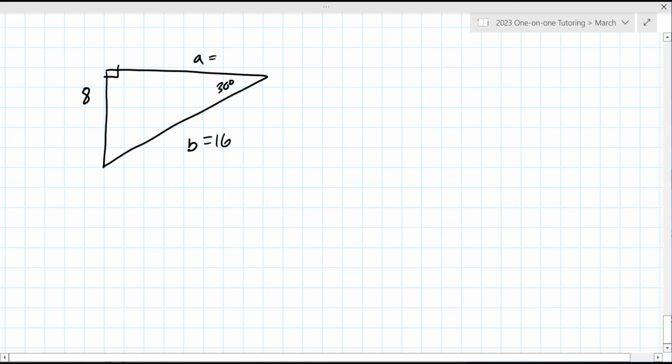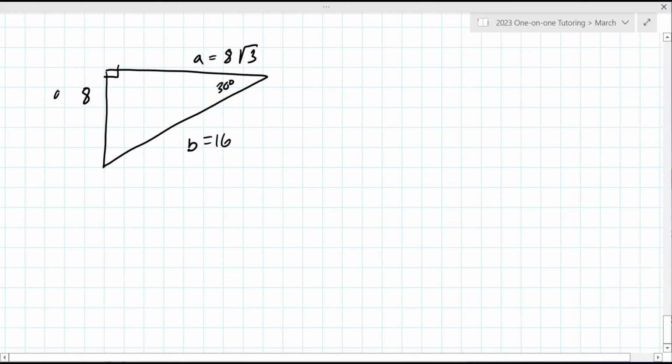And A? Long leg times square root of 3. Short leg times the square root of 3. 8 square root of 3.